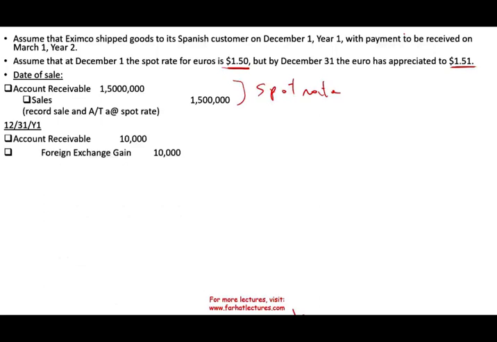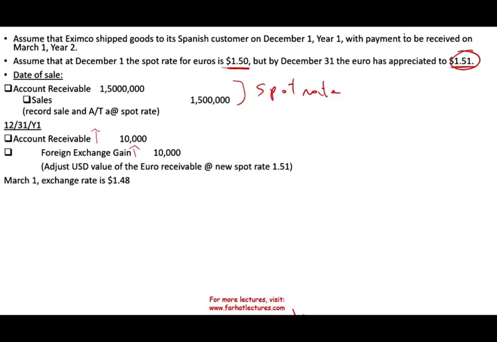On 12/31, the euro is $1.51. Well, guess what? We're going to have more receivable. We increased the receivable by 10,000 and we have a gain of 10,000. So we adjust the receivable to the spot rate.